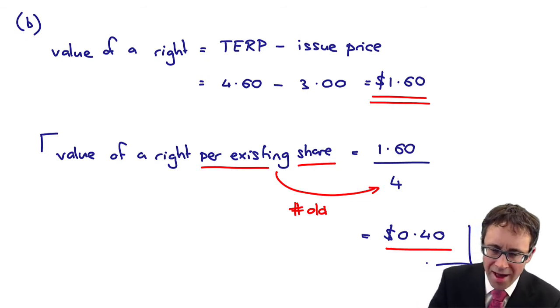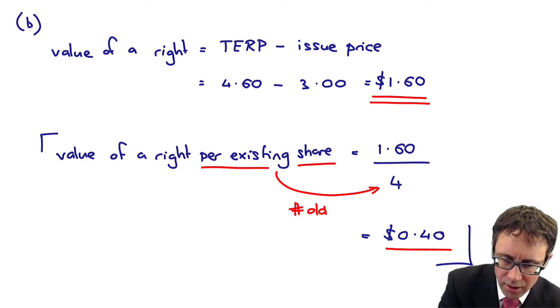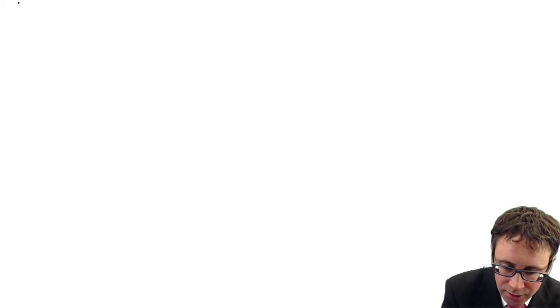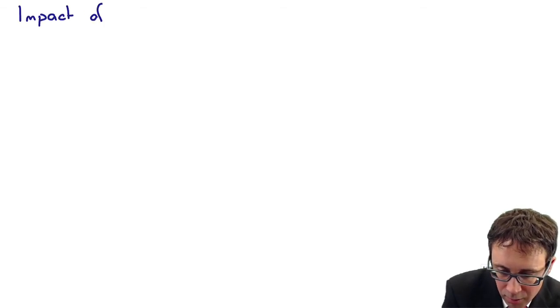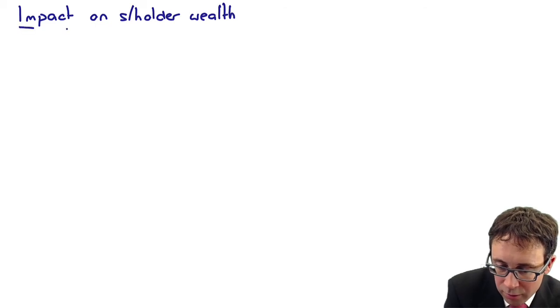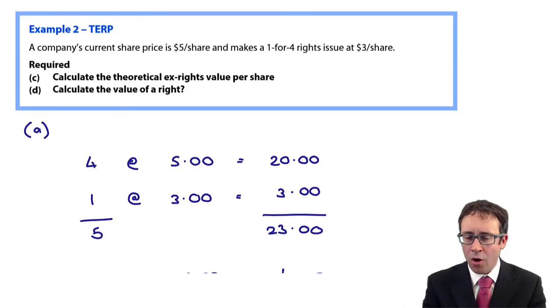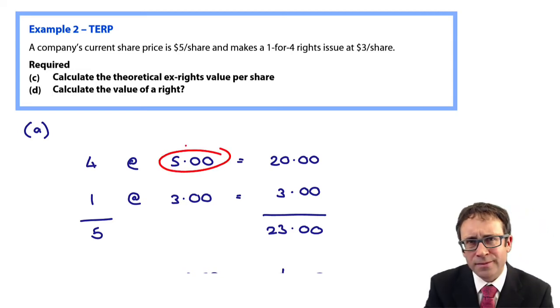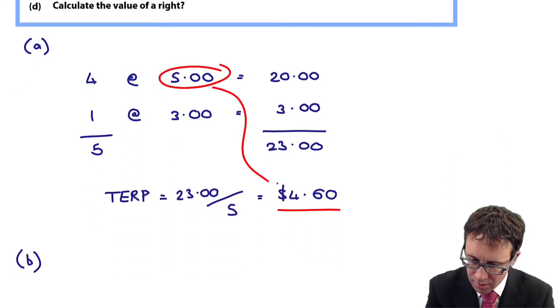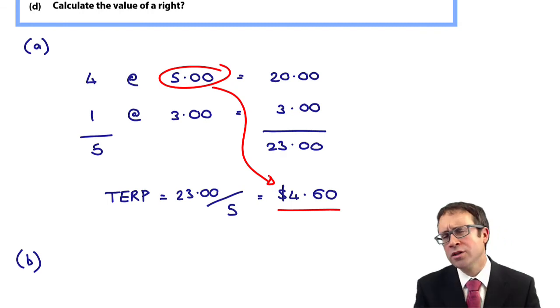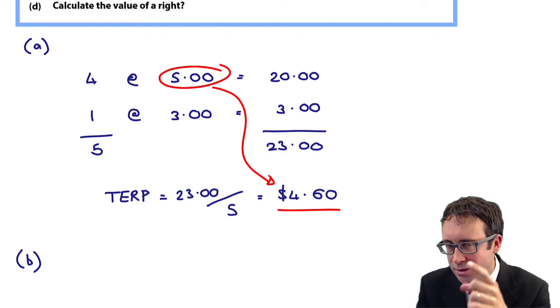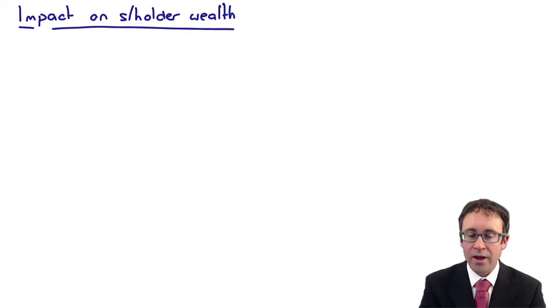Why is all that relevant? In the next example, and something you will begin to look at in a lot more detail as you work the questions, we need to look at the impact on shareholder wealth. I don't know whether you noticed, but the issue in that example is that I am an old shareholder. I had a share of $5, and now that same share is worth $4.60. So it looks like you've lost out in wealth, but you haven't, and we need to be able to demonstrate that you do not lose out on any wealth.